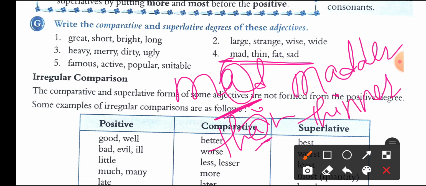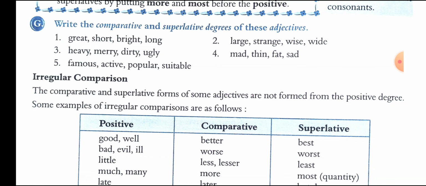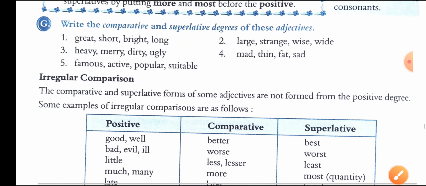Sad, SAD, sad is given, and the second last letter is a vowel. So the last letter will be doubled: sadder, saddest. And the last one, the fifth one, is where you have to add more and most.